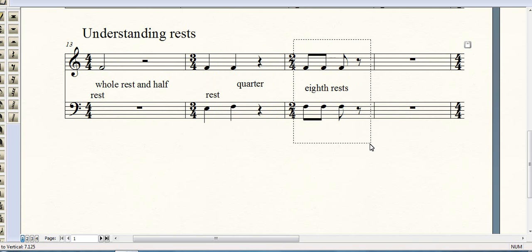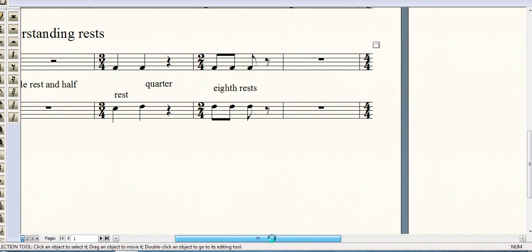And finally, in this measure, we have an example of an 8th rest up here and down here. This is 2/4 time, so this would be 1 and 2, and then you would rest on the last 8th beat. And of course, an 8th rest gets the same number of counts as an 8th note. It gets half a count.